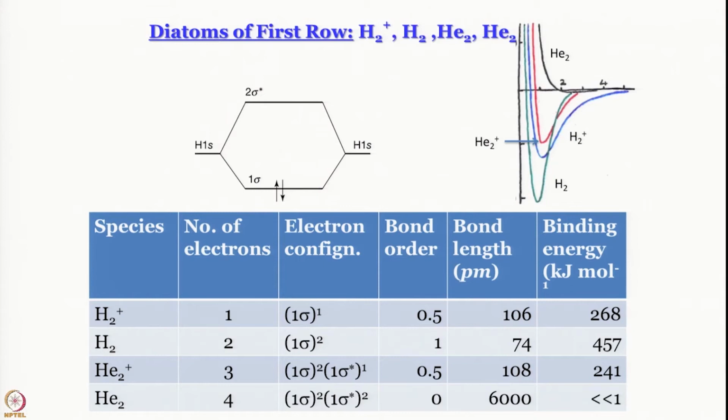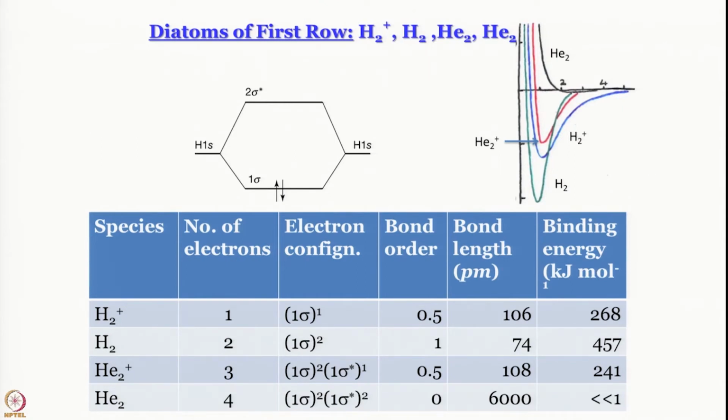And what about He2? Well, bond order is 0, you do not even expect it to form, right. But if you look at this graph, there is something, is not it? There is a little shallow trough. All these are much bigger troughs. H2 is the deepest, followed by H2 plus, followed by He2 plus. He2 has a minimum for a much larger internuclear separation, 6000 picometer, but there is a minimum, right. Binding energy is very small, much less than 1 kilojoule per mole, but it is there, it is not 0. Where has that come from?